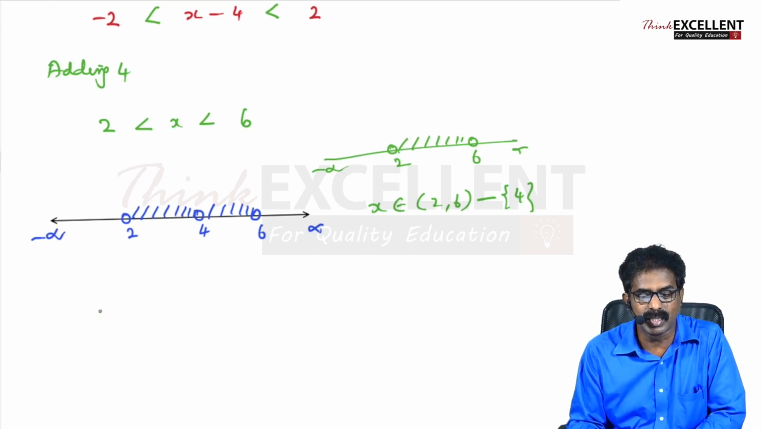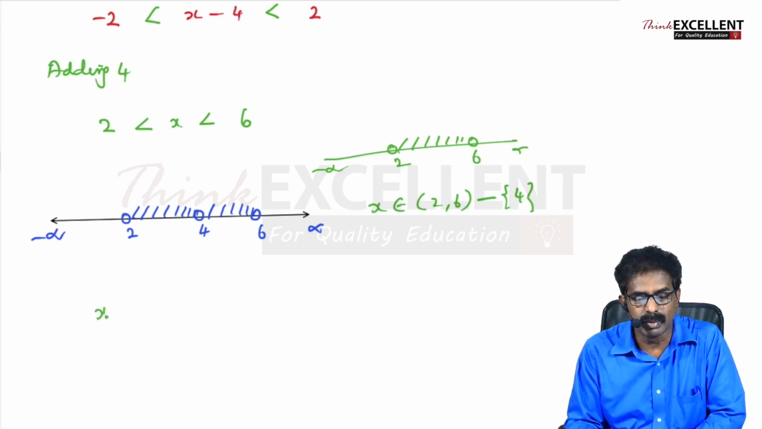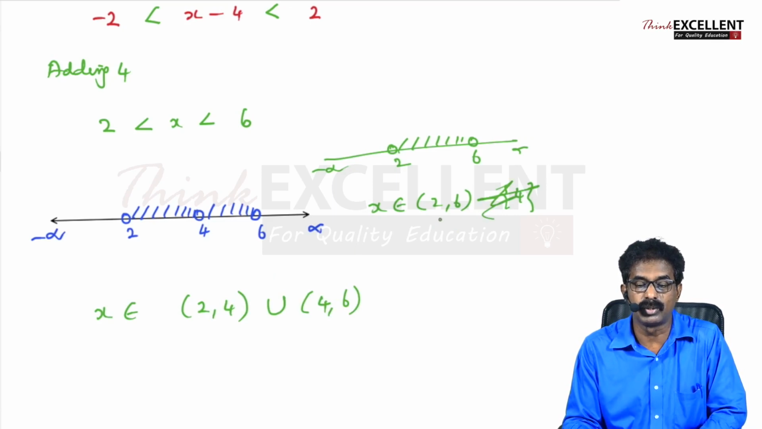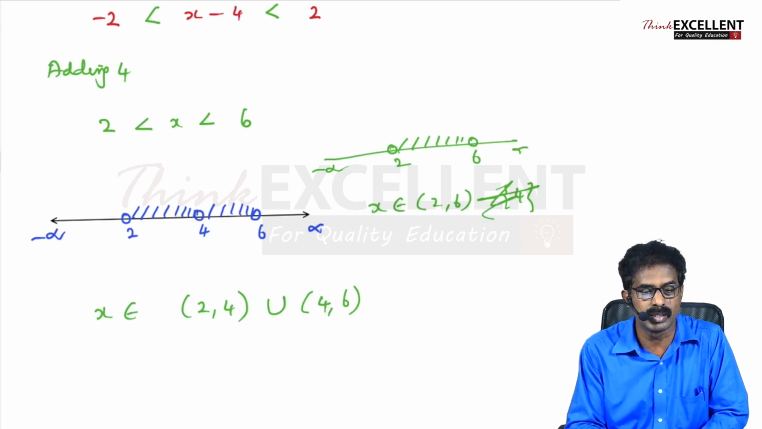Can you say how to write the answer now? So x belongs to the open interval 2, 4 union the open interval 4, 6. Are you able to understand? Because 4 is not included. If not, we write directly like this: x belongs to 2 to 6. Okay, hope you understood this.